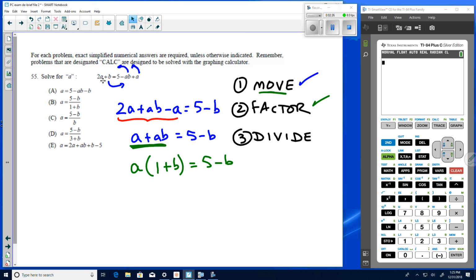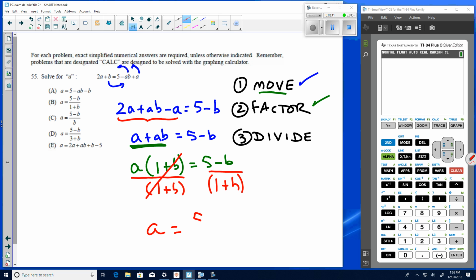And then lastly, we have to divide. We're trying to solve for a, so we'll divide both sides of this equation by 1 plus b. Okay? And common factors cancel. So a is 5 minus b over 1 plus b. Choice B. Linear equations, basic idea. We do that a lot in advanced mathematics.